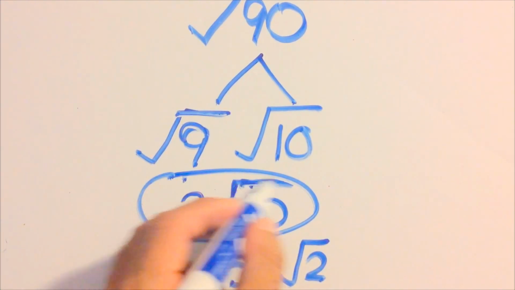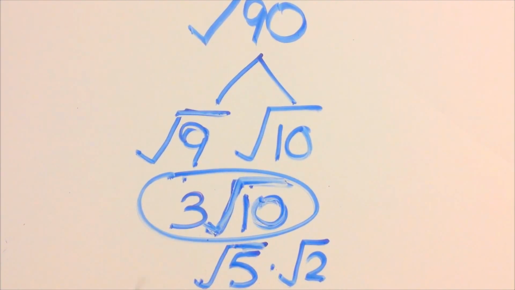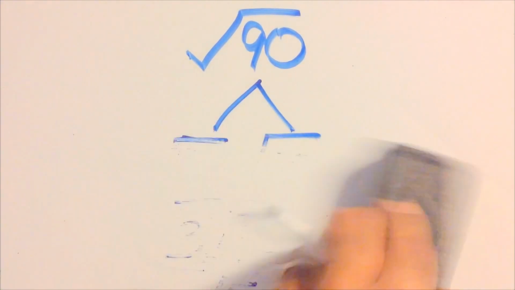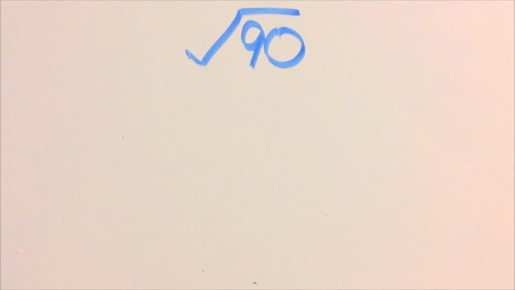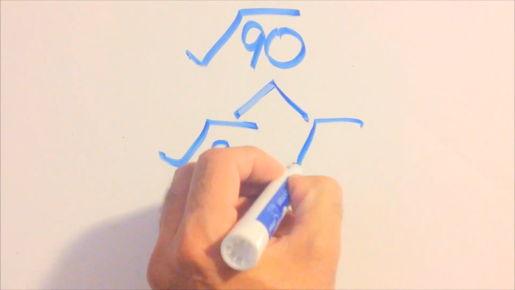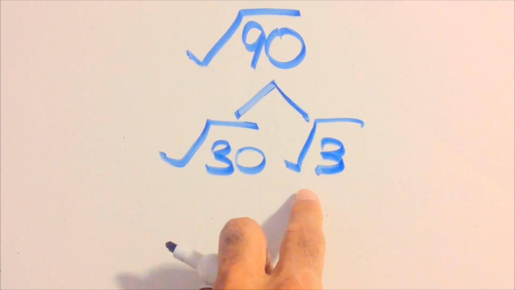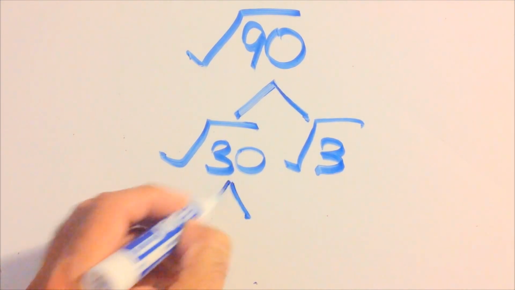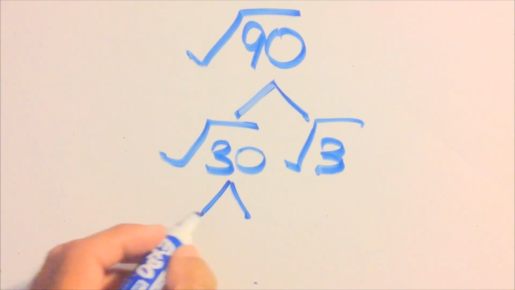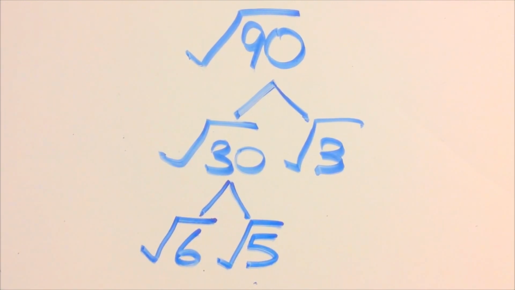Unless you can break down the square root into a perfect square, or where one is a perfect square, don't bother even breaking it down. For example, let's say you had the square root of 90, and instead of saying 9 times 10, you did the square root of 30 times the square root of 3. Well, you can't break the square root of 3 down. The square root of 30 you can break down, but you're not going to get anything that can help you, because you get the square root of 6 and the square root of 5. And there's nothing to do with those either.